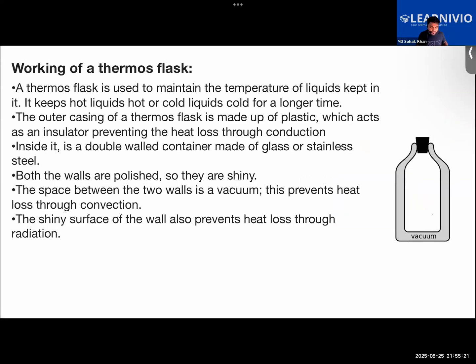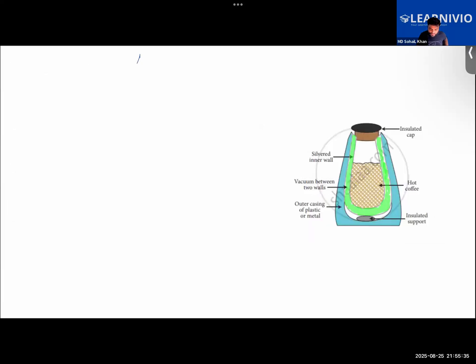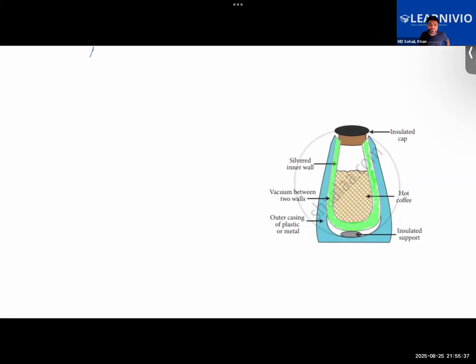Then we have one more object that uses different concepts. It uses air, convection, conduction, and radiation in order to keep the object cool or hot inside. The air acts as an insulator. Inside there are two metal layers. We are talking about the working of the thermos flask. So look over here in the diagram.